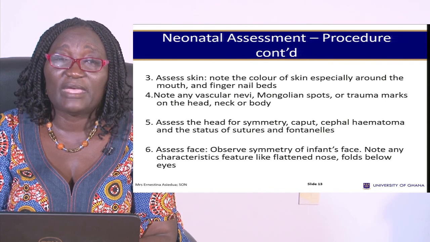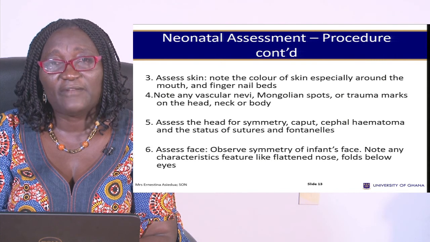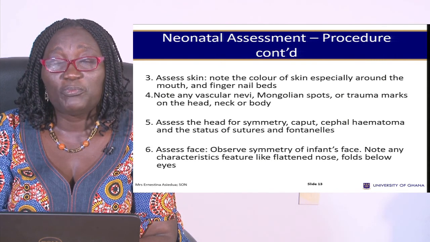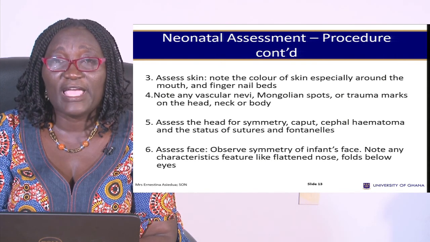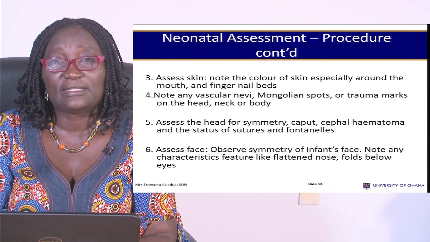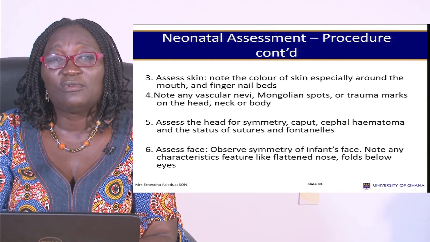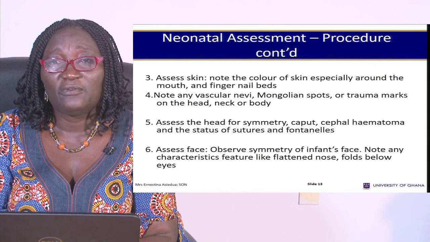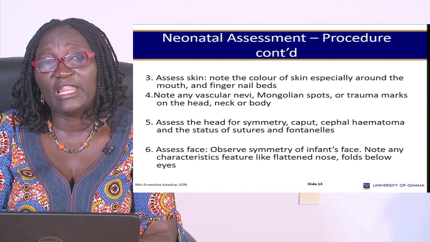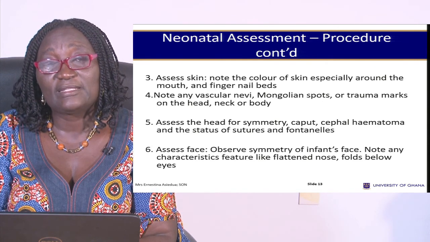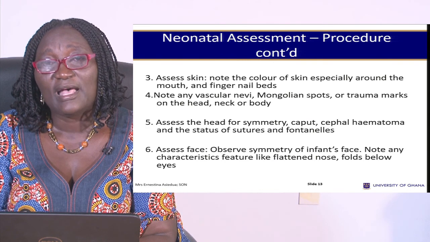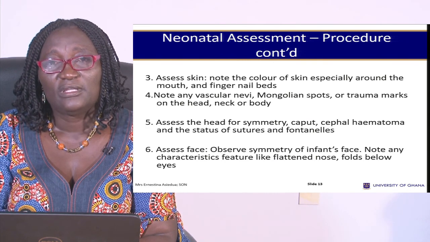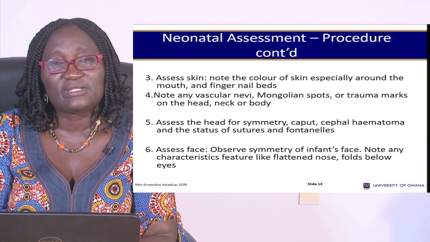Now you start from the head. You assess the head for symmetry. So if you put the baby down, you should find that the head is in the center, and then you look for caput succedaneum or cephalhematoma. You want to look at the status of the sutures and the fontanelles. They shouldn't be bulging, they shouldn't be sunken.